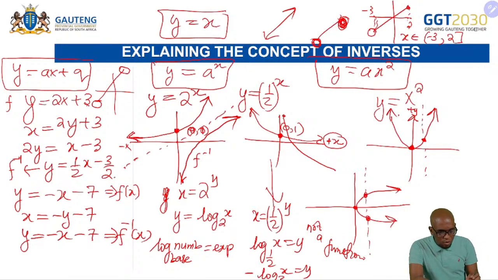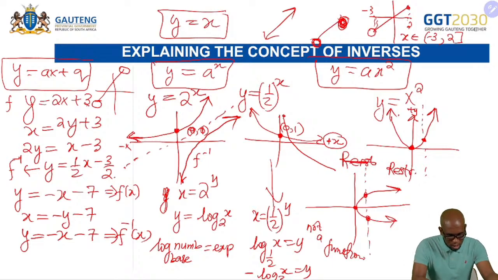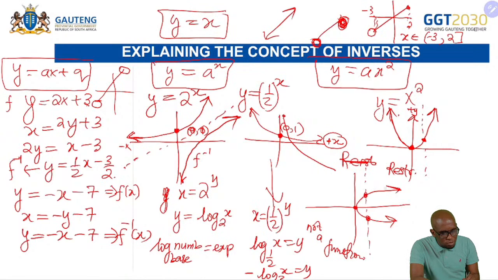So in order for us to make it a function, we can apply what we call restriction. We can restrict the domain. If you restrict the domain, it means you can take one arm from this graph. If you take one arm from the original graph, then you'll be taking one arm also on the inverse. So that is going to be a function, right?